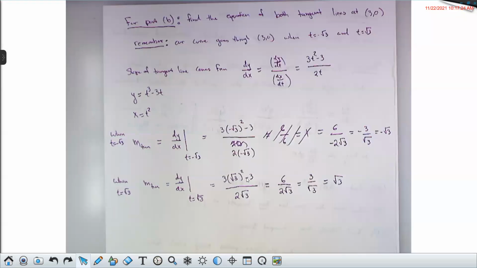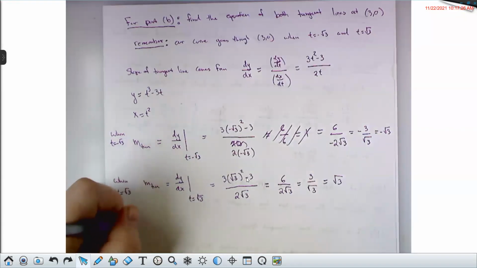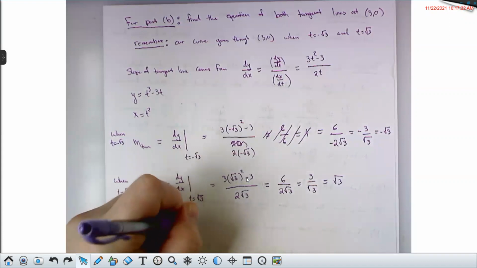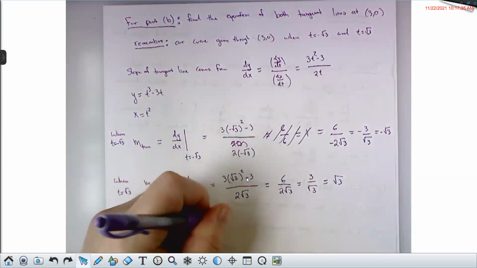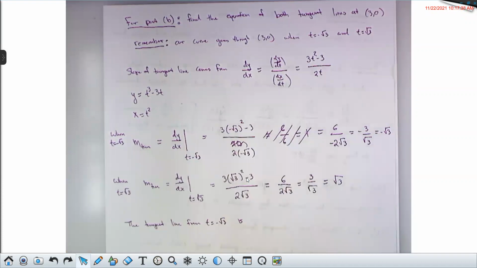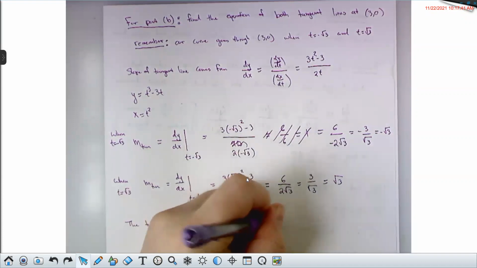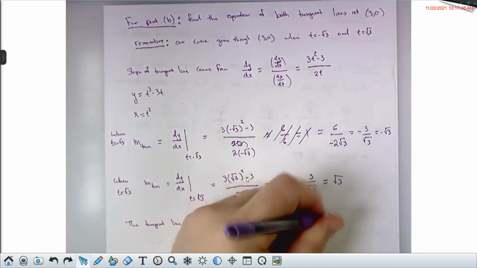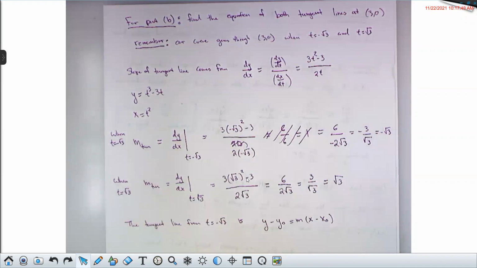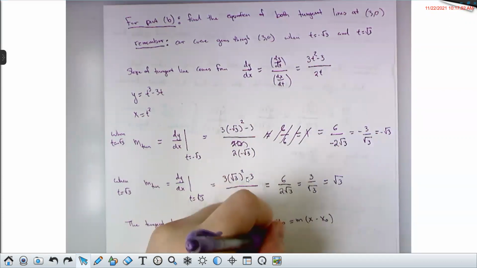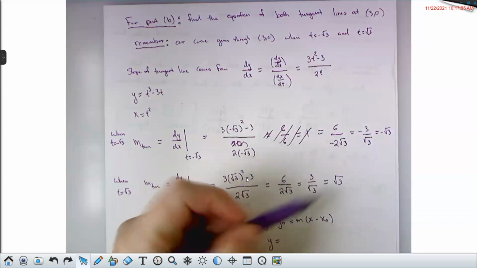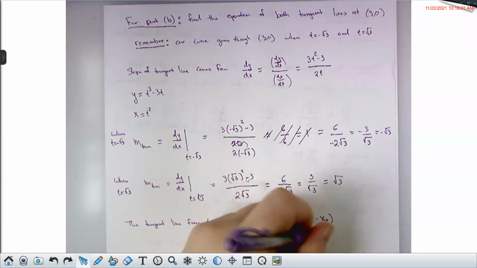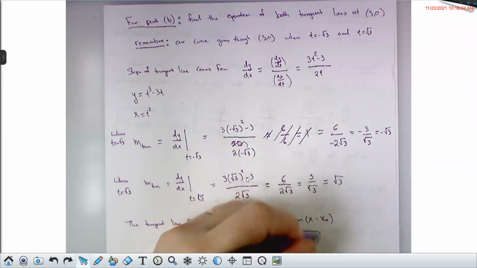So what are my tangent lines? The tangent line from t equals negative root 3 is, remember your point slope formula, it's y minus y0 equals m times x minus x0. We're going through the point 3 comma 0, so y0 is 0, so this is just y equals slope negative root 3 times x minus 3. That's your first tangent line.